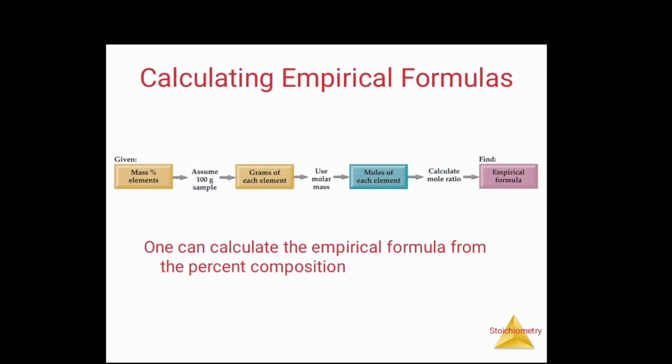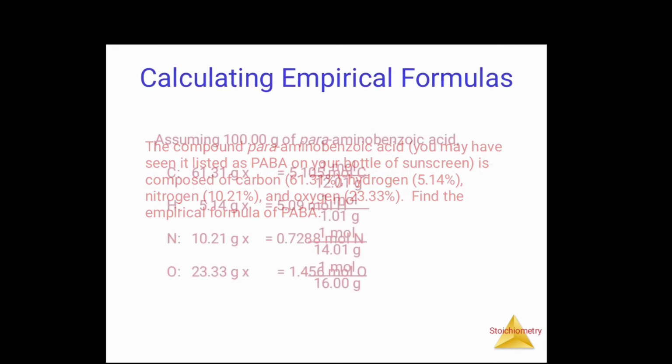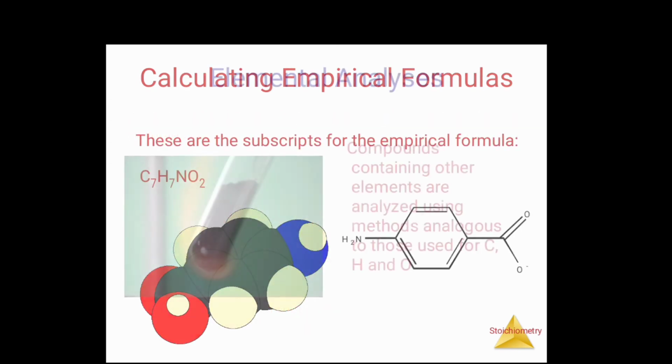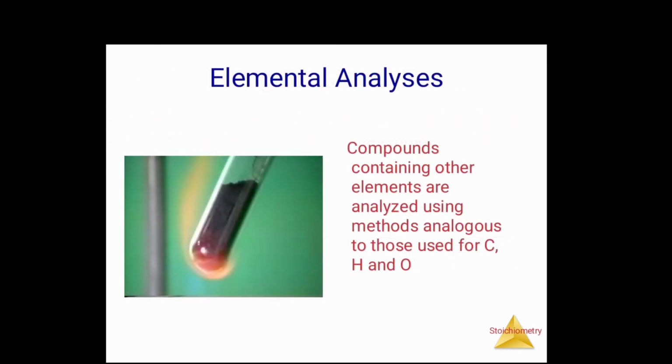Okay, so if you're going to calculate empirical formulas, you have here percent mass of elements, and then you assume a 100 gram sample, and then grams of each element will be determined, and then use the molar mass to get the moles of each element, and then from there you can calculate the mole ratio and then the empirical formula. So one can calculate empirical formula from percent compositions. These are just an example, but we will not be discussing it here for the chemistry for engineers. But okay, next is the elemental analysis.